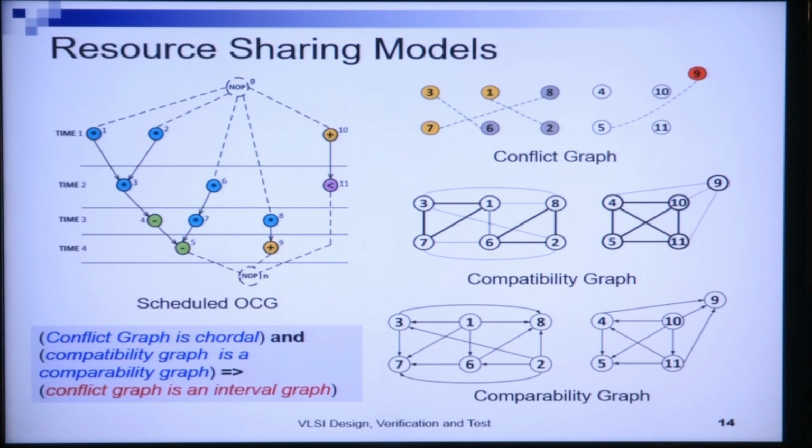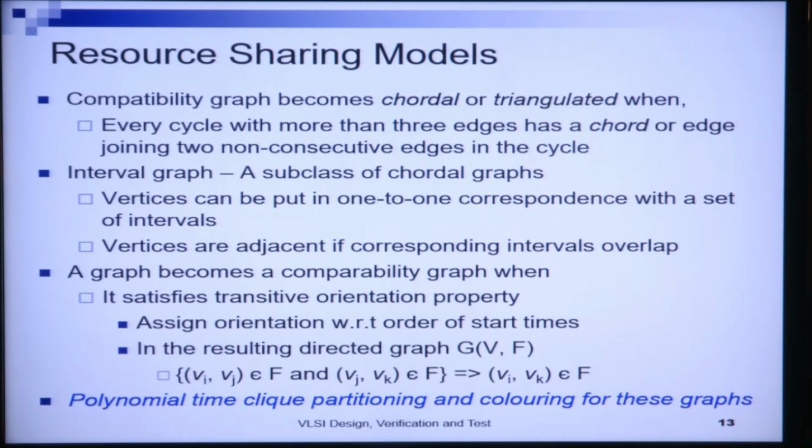And hence, simply speaking, all the operations in this operation constraints graph have a continuous interval, and hence the corresponding compatibility graph or the conflict graph is basically an interval graph. So, interval graphs are a subclass of chordal graphs. If you have an interval graph, the property for chordal graphs will always be true.